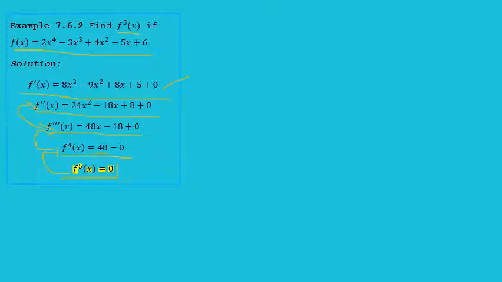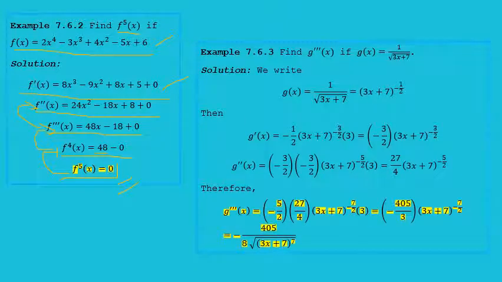So, therefore, the fifth derivative of this given function is equal to 0. Okay, let's give another example here. Find g triple prime, or the third derivative, if g of x is equal to 1 over the square root of 3x plus 7.